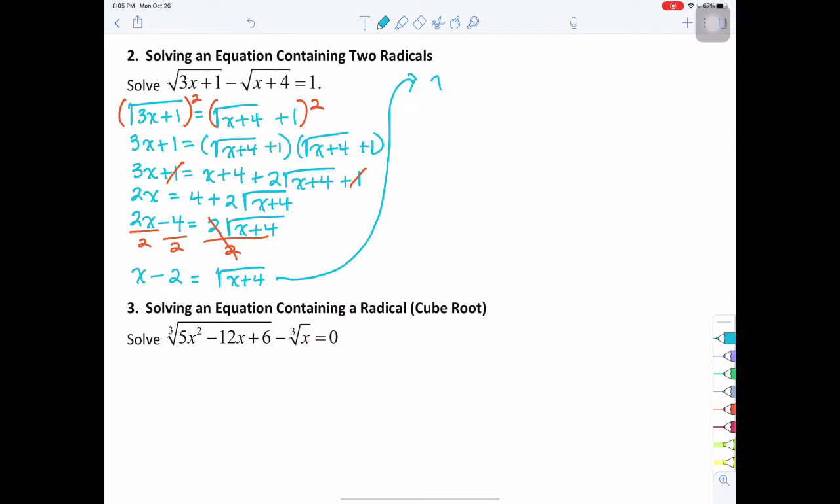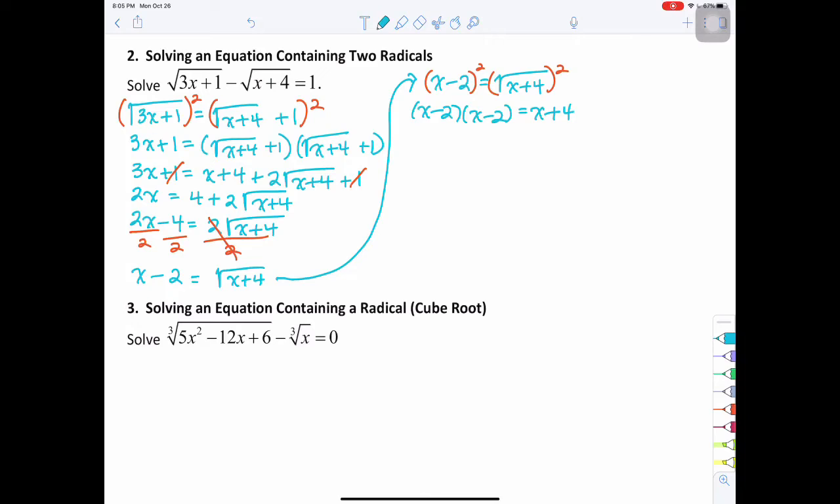And we end up with x minus 2 equals root x plus 4. And you guessed it, we're going to square both sides. And we get x minus 2 multiplied by x minus 2 equals x plus 4.